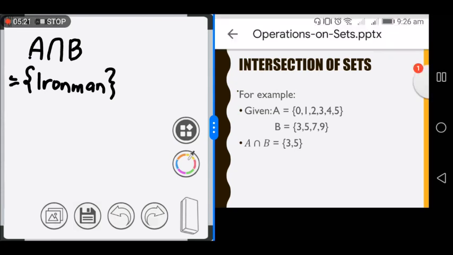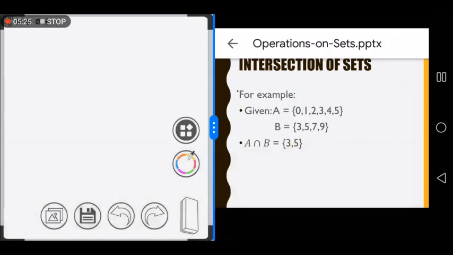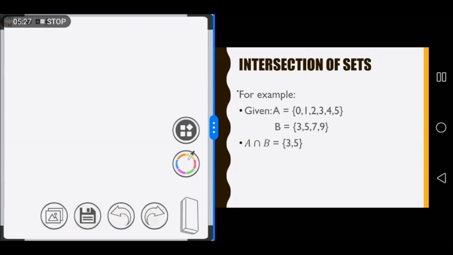So, for the next example, we have the given A with elements 0, 1, 2, 3, 4, 5, and B with elements 3, 5, 7, and 9. So, for the intersection of sets A and B, ano lang ba yung parehas dun sa dalawang sets? We have 3 and 5. So, yan yung intersection natin.